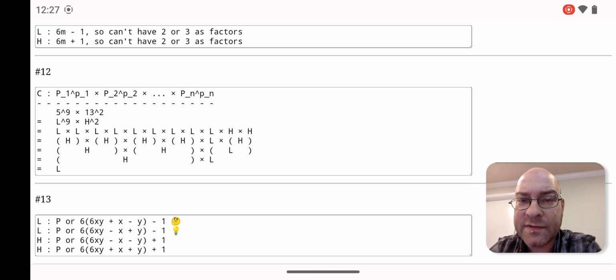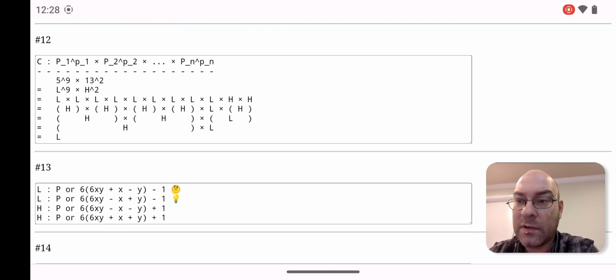So on the next line there, I've said, or we can have a low number is the result of either a prime or 6 times 6xy minus x plus y, all of that minus 1. So there's a second form that's equivalent, roughly speaking, to the first one. And then we've got the 2 possible highs. High can be either prime or it can be 6 times 6xy minus x minus y, all of that plus 1. Or it can be a prime or 6 times 6xy plus x plus y, all of that plus 1. All right. Well, okay. That's nice.